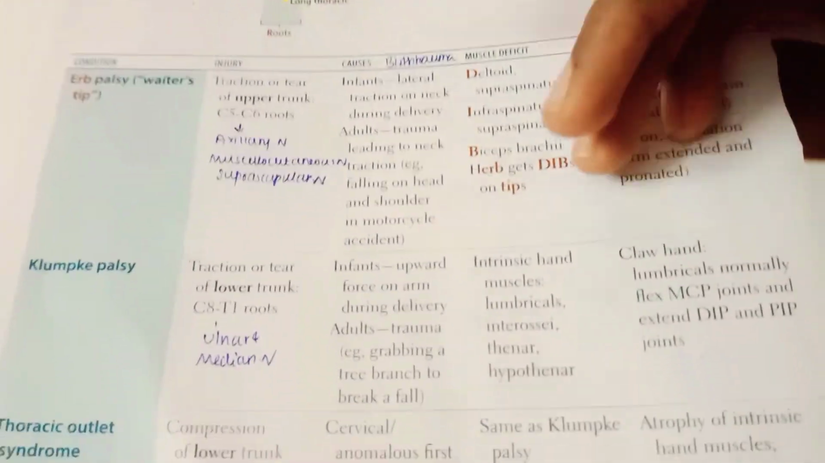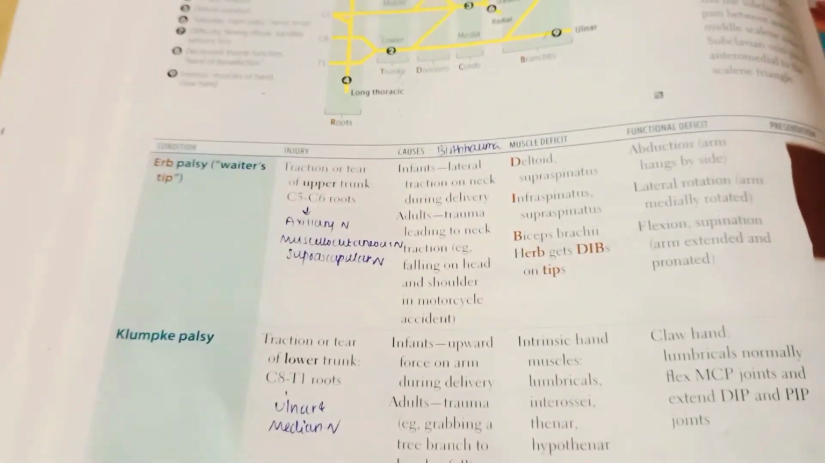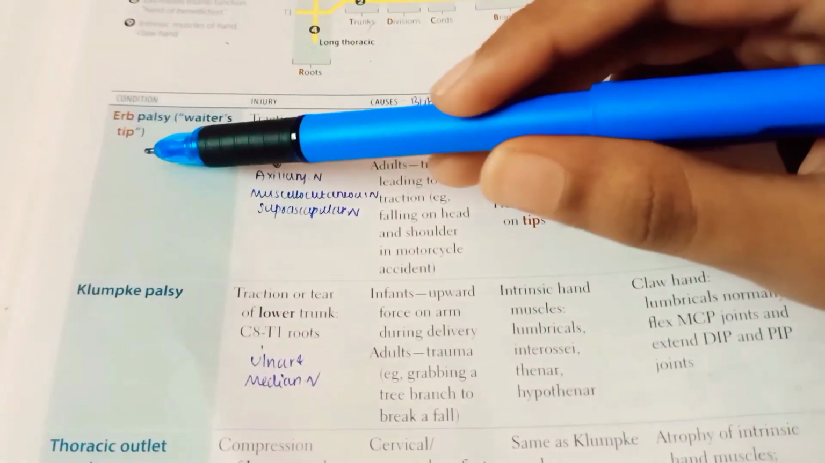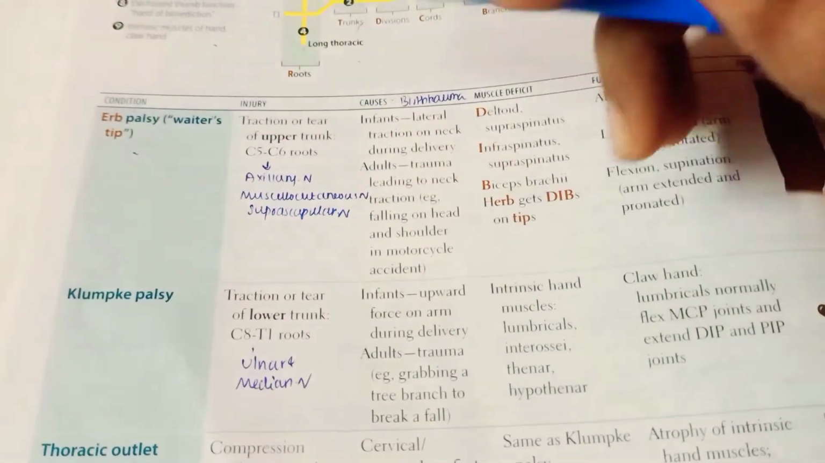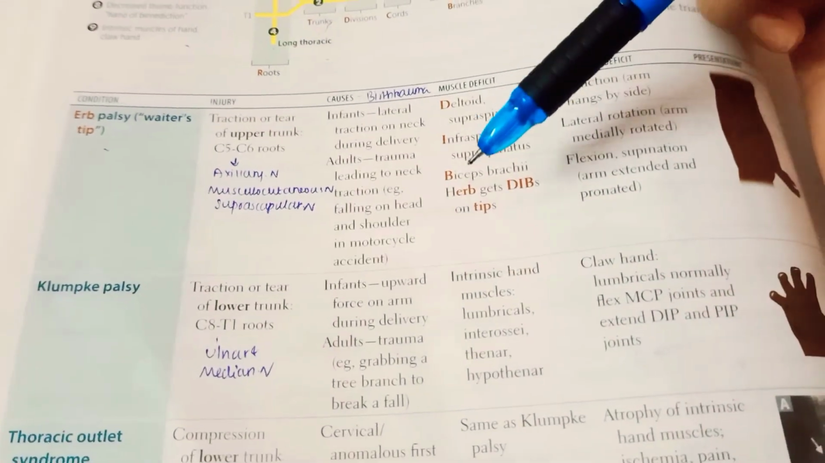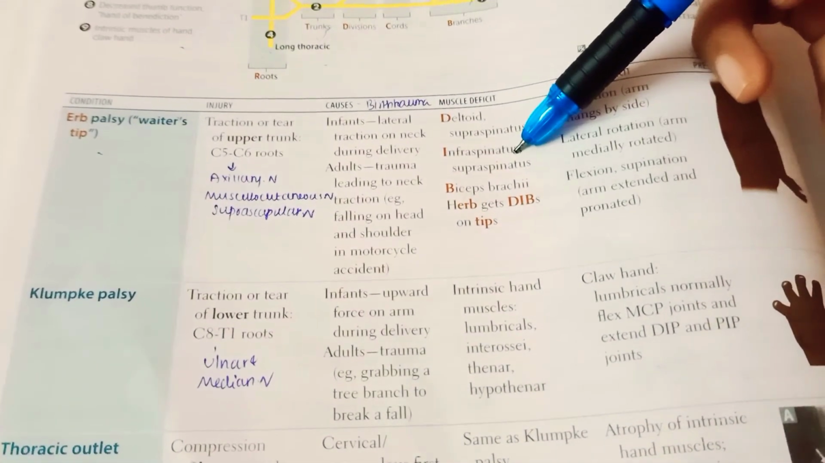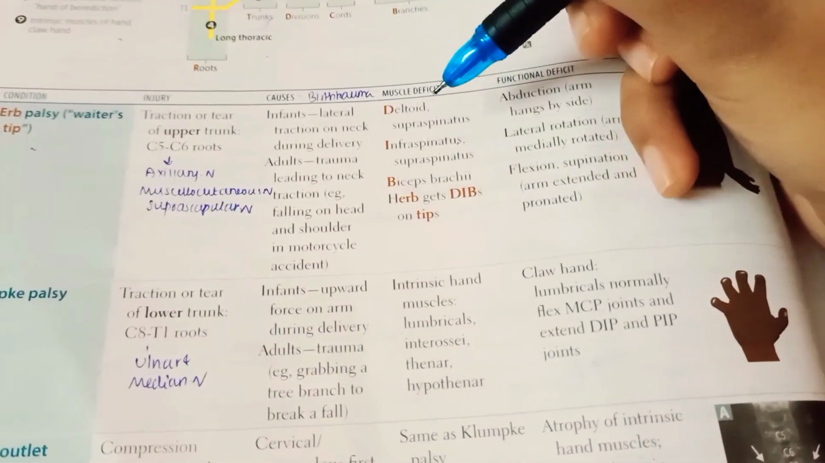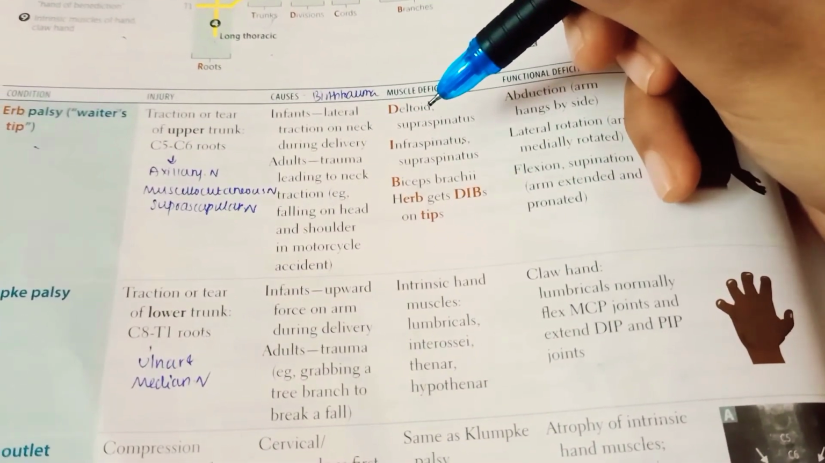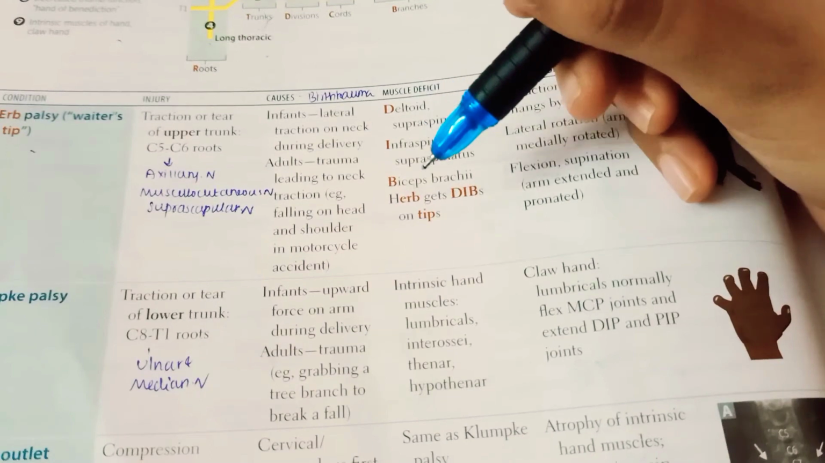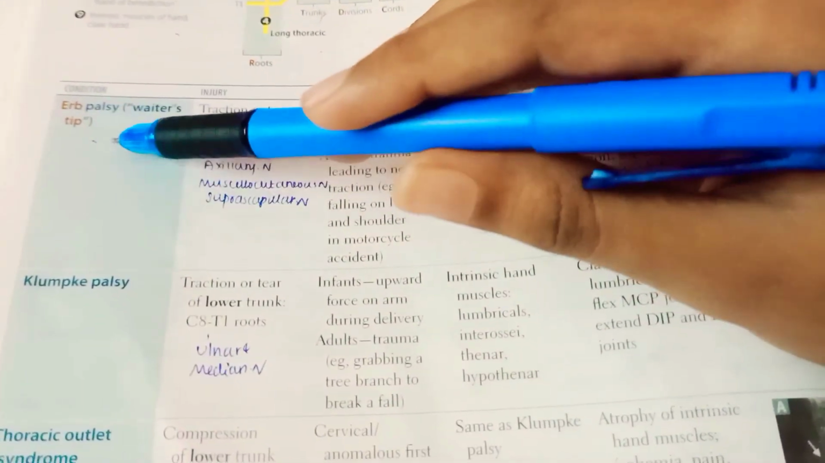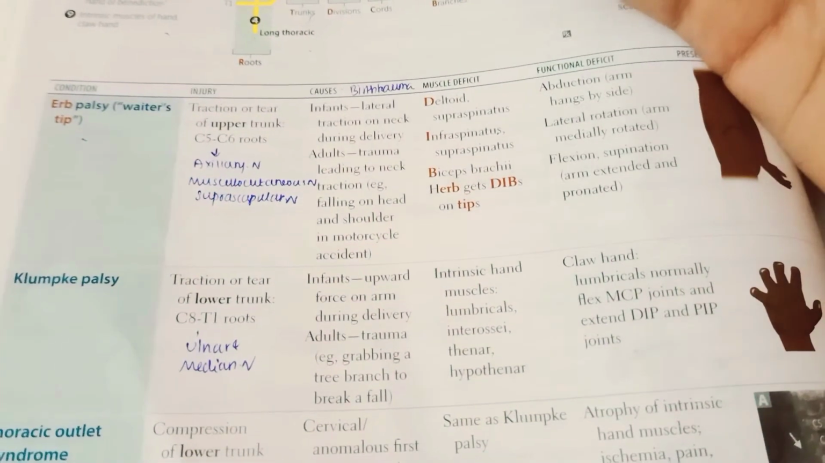Now let us move on to Erb's palsy. As I discussed before, Erb's palsy is because of an upper trunk problem. This is also called waiter's tip. To remember this, you should first check out the muscles. After checking the muscles, you can easily say which nerves are affected and their actions. First, the deltoid muscle is affected, infraspinatus is affected, biceps brachii is affected; you can remember it like DIP. So Erb's tip palsy: tip, DIP.